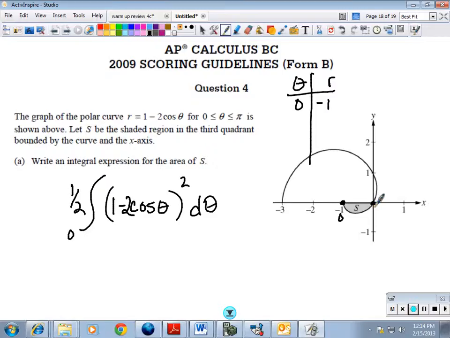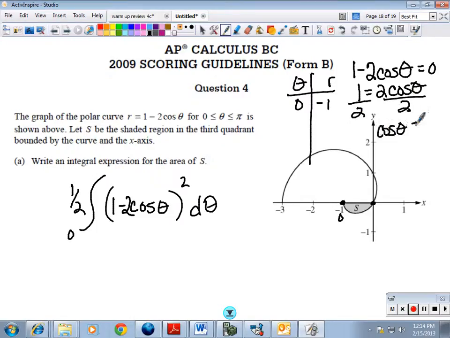So I'm going to start at 0, and I need to go to this value. All I really need to figure out is where it's sitting on 0. The r is 0. So I need to find out when 1 minus 2 cosine of theta equals 0. Well, that's when 1 equals 2 cosine of theta. So when does cosine of theta equal a half? Cosine is a half at pi over 3.